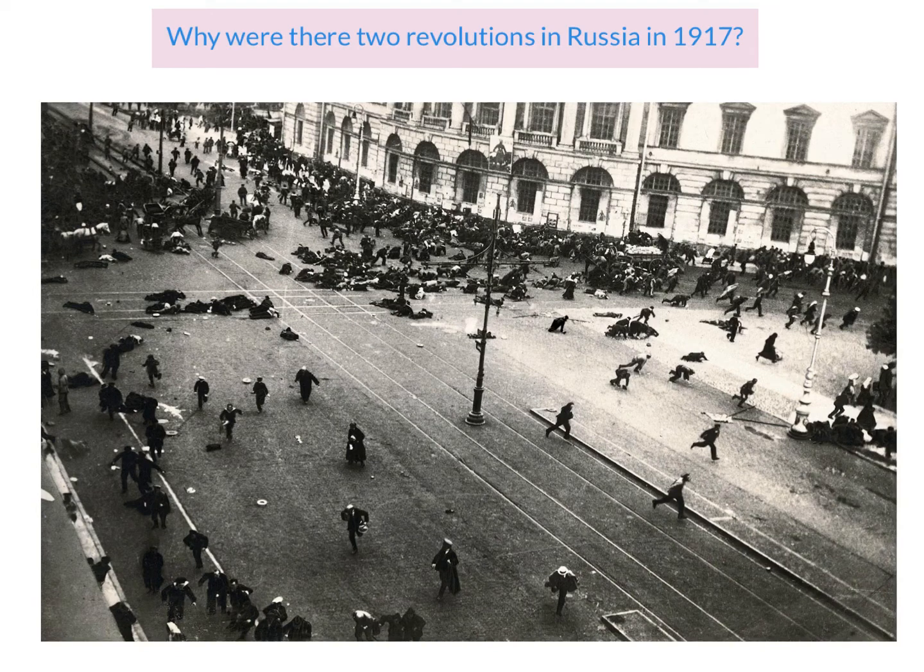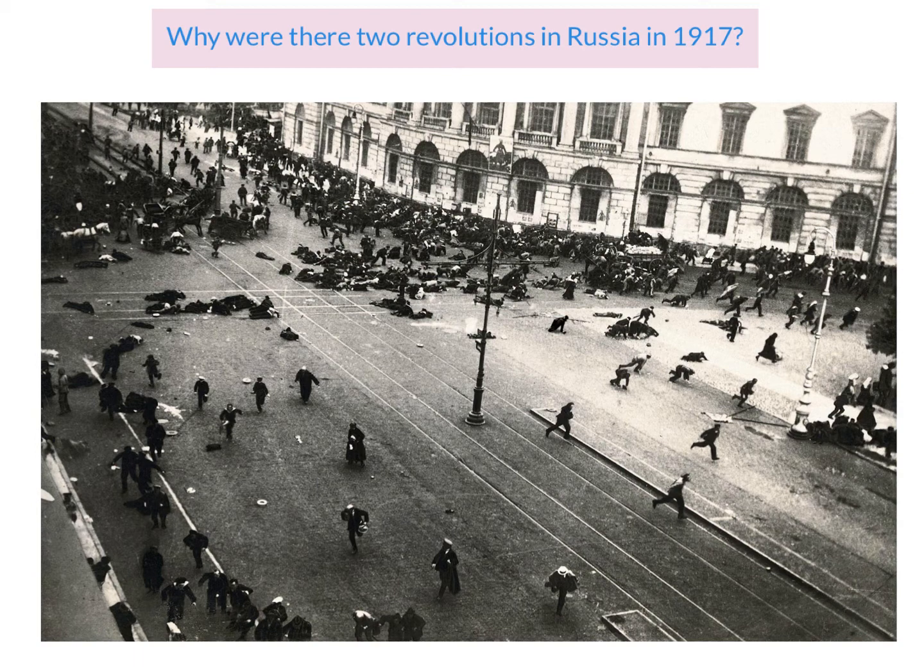This is the first revision video for the Lenin to Yeltsin topic of the Russian Revolution, which is for the Edexcel exam board for A-level. We're going to be looking at why there were two revolutions in Russia in 1917, the February Revolution and also the October Revolution, and we're going to look at 5 different causes of these two revolutions.